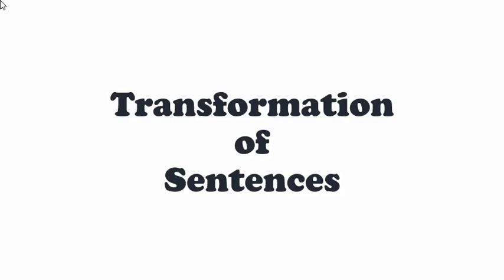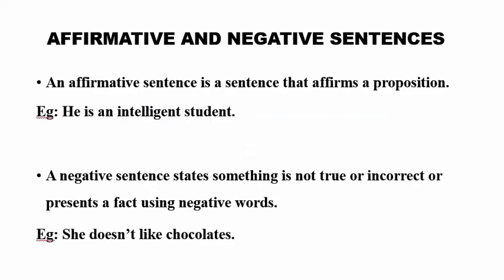Hello, dear children. Today we'll be going to discuss one of the most important parts that come in our functional grammar syllabus, that is the transformation of sentences. So we'll look at what we have to discuss in transformation of sentences. The first thing you'll have to know is that there are two types of sentences according to when we do this transformation of sentences. One is affirmative sentence and the next one is negative sentence.